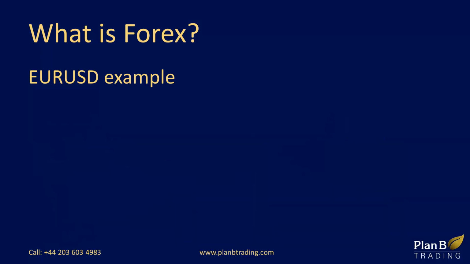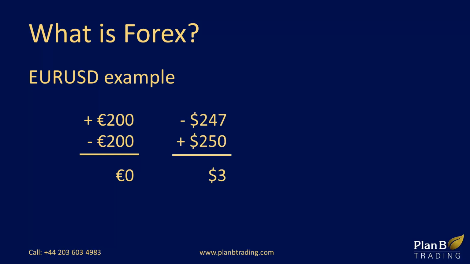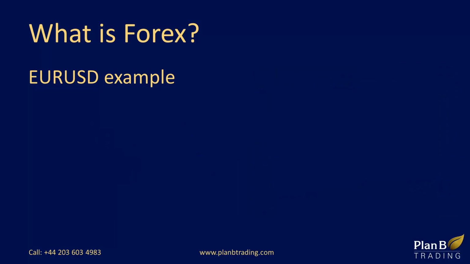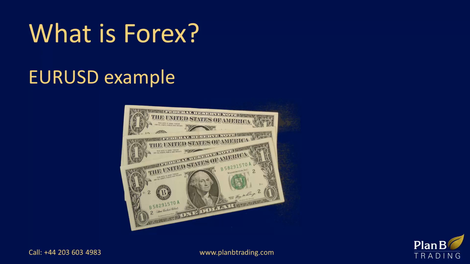Check out the maths. Monday, I bought 200 euros and then sold it on Friday. The net number of euros I have is 0. Monday, I sold $247 to buy the euros. On Friday, when I sold the euros, I received $250. This is a net profit of $3. Okay, $3 profit is not much, I hear you say. It's still a return of more than 1% on my $247 investment in a week.